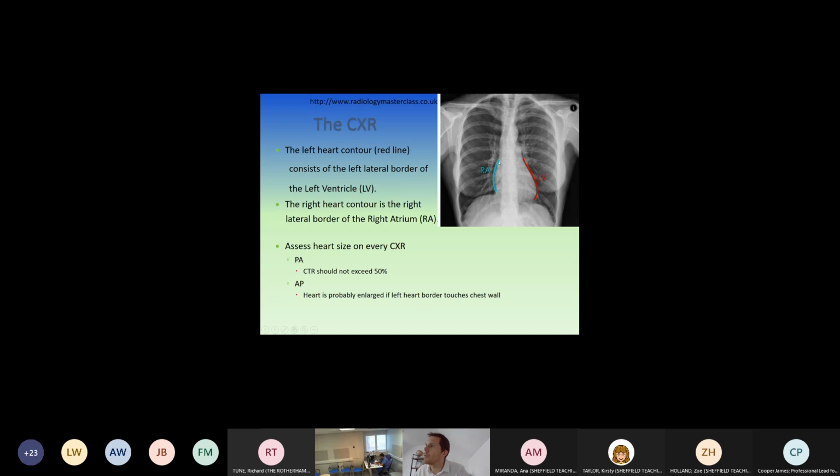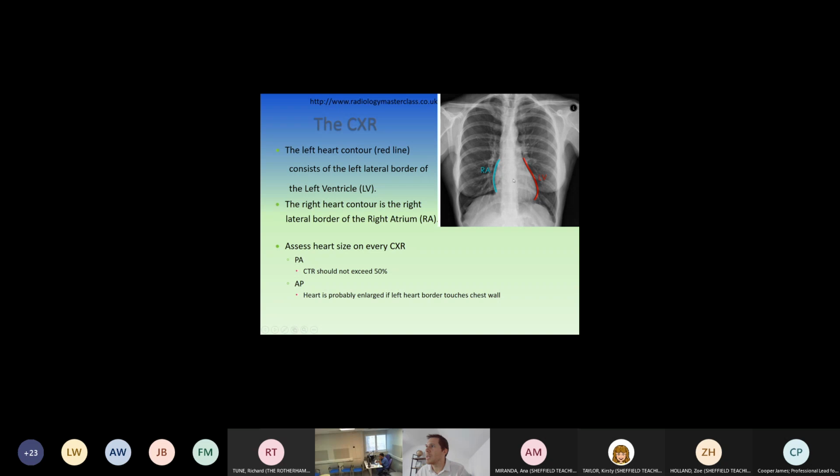Right, okay. So we've already said that the right heart border is made up of the right atrium. The left heart border is made up of the left ventricle. Most heart failure that we see is left ventricular failure. So we get this characteristic boot shape, which gives us our increased cardiothoracic ratio. And I've already touched on the fact that the cardiothoracic ratio shouldn't exceed 50% of the whole width of the chest. That's on a PA chest X-ray.